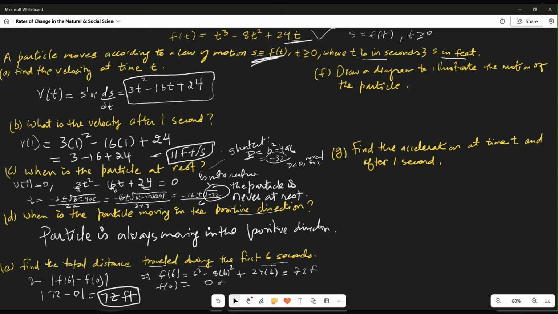And draw a diagram to illustrate the motion of the particle. Since we just concluded from part d that the particle is always moving in the positive direction, because the particle is never at rest and the velocity is never zero, we have the simplest diagram. Between the distance of 72 feet, the position of the particle from here to here is moving in the right direction.